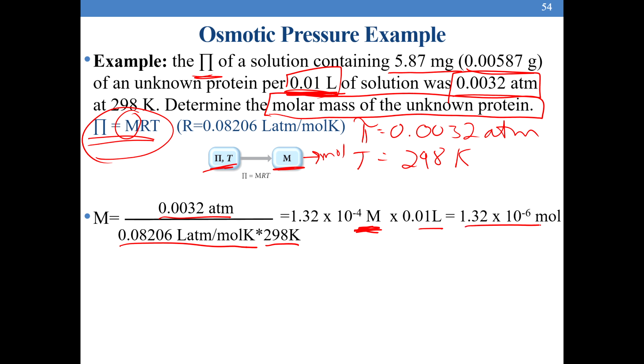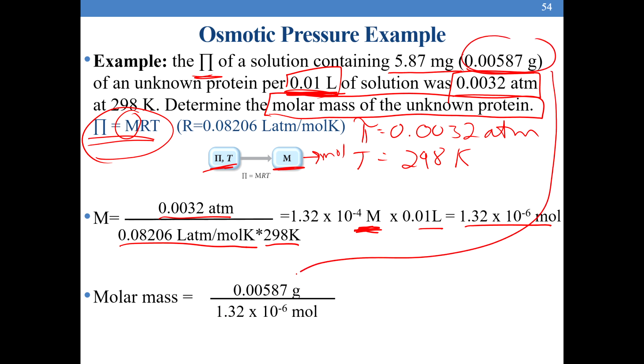So now we have the moles of this protein just from the osmotic pressure given in the problem. And the molar mass is simply the gram value given up top, so that gram value is right there. There's the moles we just solved, and that gives you the molar mass. So it's a large molar mass, but that would make sense if I was dealing with a protein: 4.45 times 10 to the third grams per mole. That should make sense.